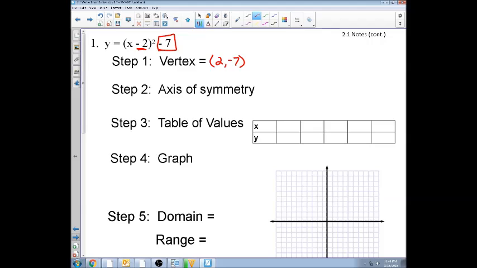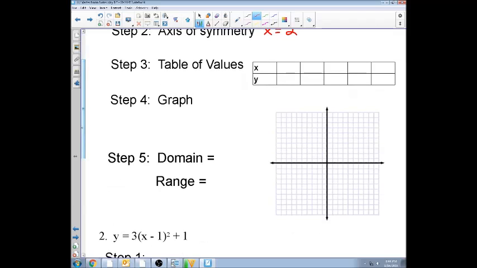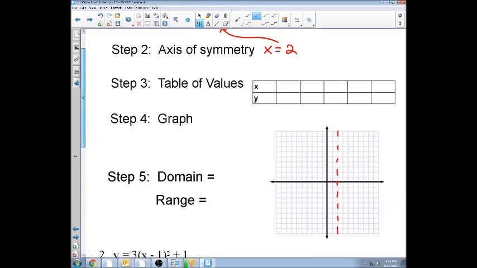Okay? The next thing is the axis of symmetry. This is just going to be x equals our x value from our vertex. So x equals 2 is our axis of symmetry. As soon as I find my axis of symmetry, I want to go down to my graph. X equals 2, we would go to 2 on the x-axis, which is 1, 2. I'm going to make a vertical dotted line at x equals 2. So that should split our graph perfectly in half.